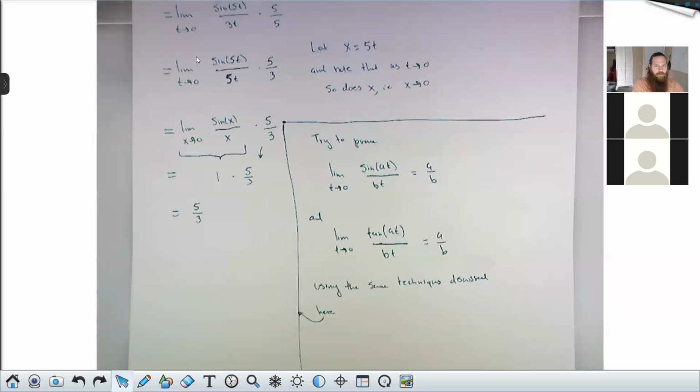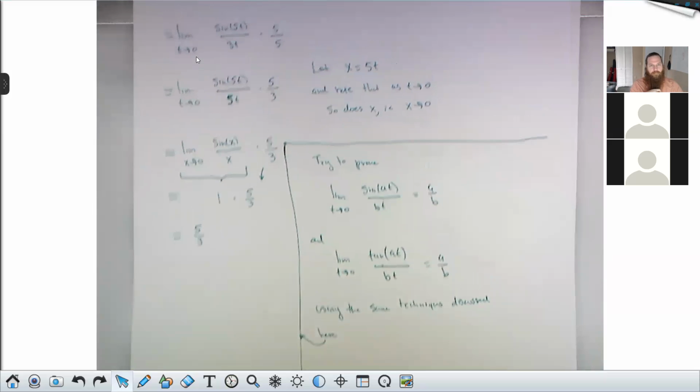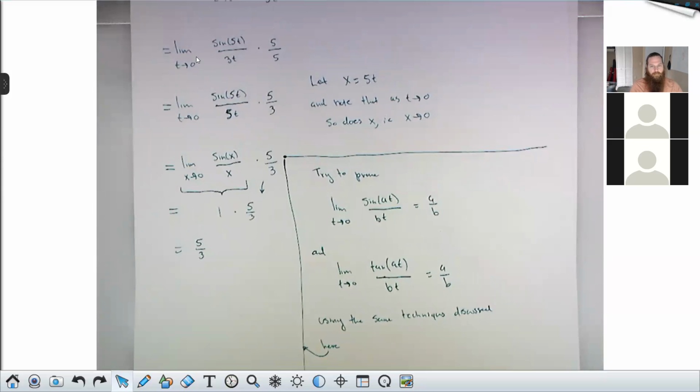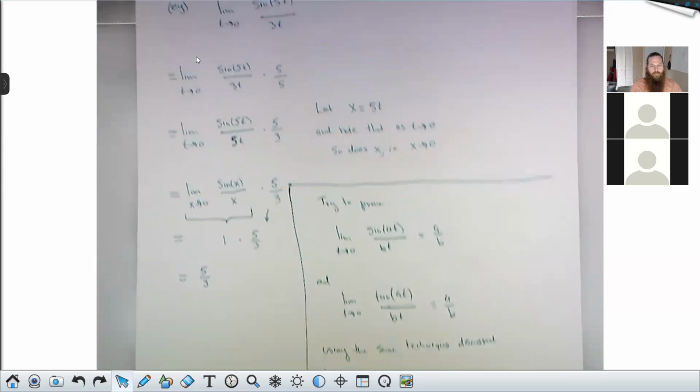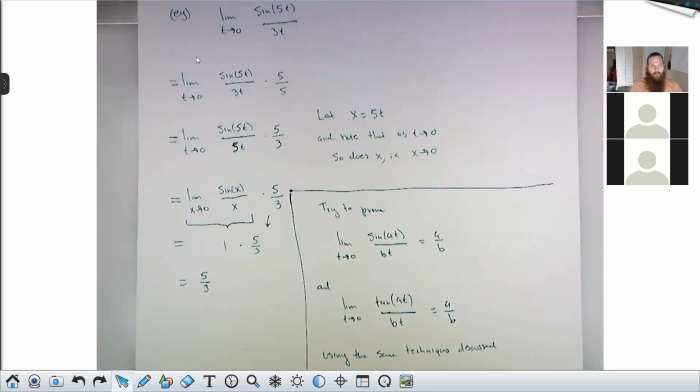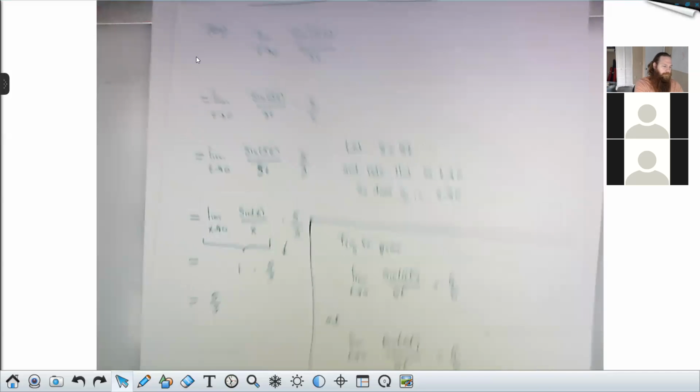So are there any questions on this? Can you do the tangent one? Sure, we can take a look at one of the tangent ones.